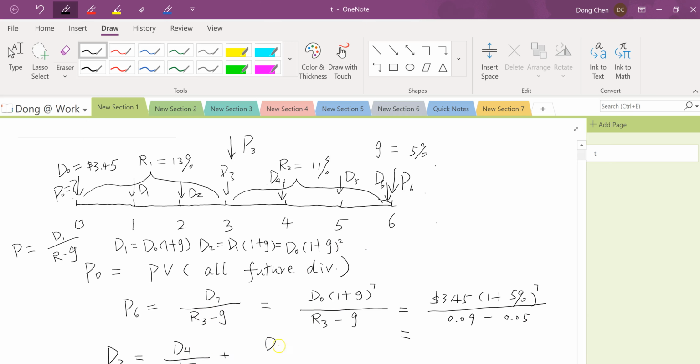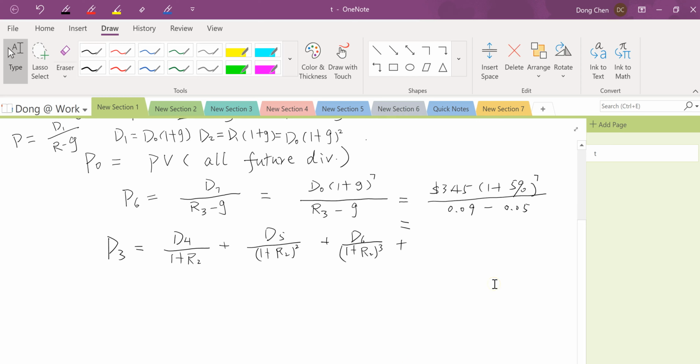And for D5, I actually need to discount 2 years back, so I need to take the square. And D6, 3 years back, so I need to take the cube. And finally, P6, don't forget that, because P6 summarizes all future dividends information and the discount rate. This is P6, and then still discounted 3 years back, so cube.